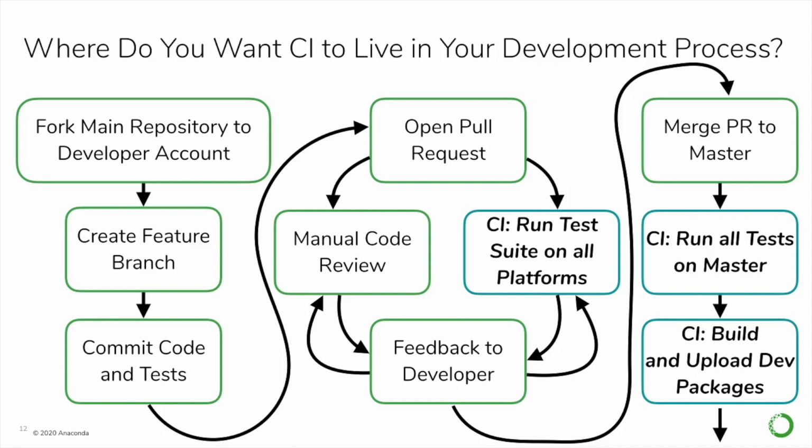At this point, two things start happening. One is maintainers will start doing manual code review. They will read your code, provide feedback, that sort of thing. At the same time, in parallel, you might want your automated CI system to start running the whole test suite on all the platforms you want to support. And that is also providing feedback to the developer. And then when all the feedback has been addressed, you merge the PR to master.